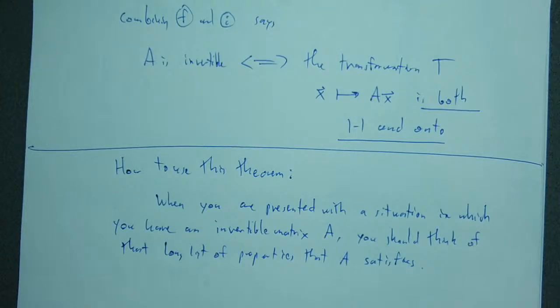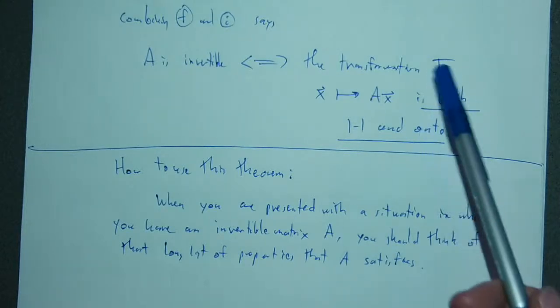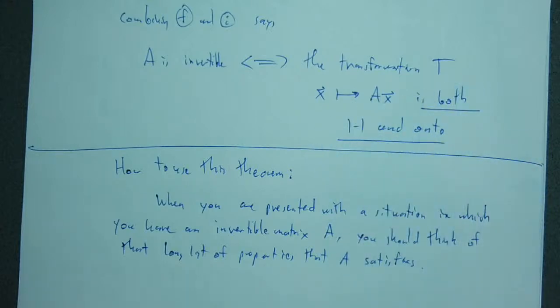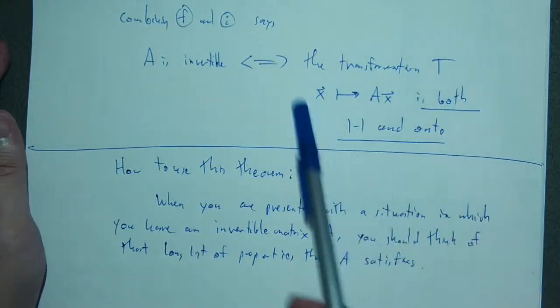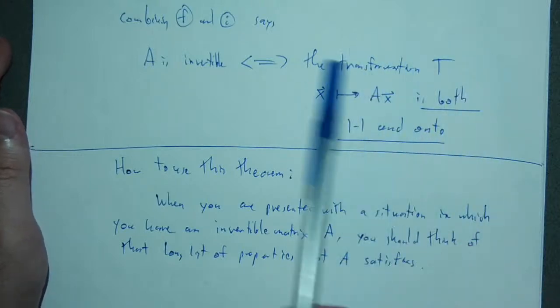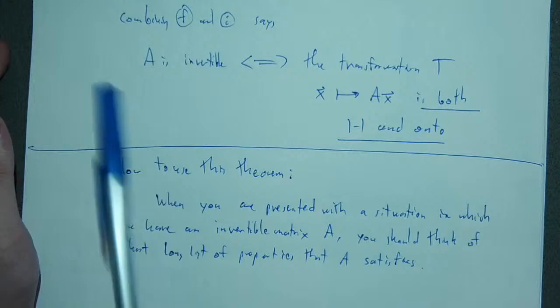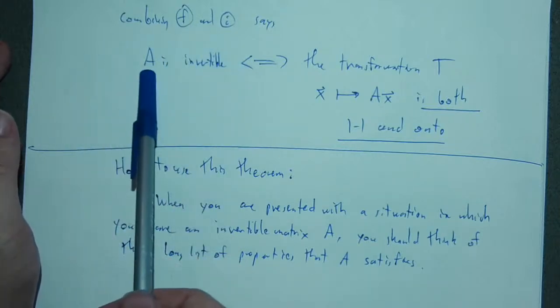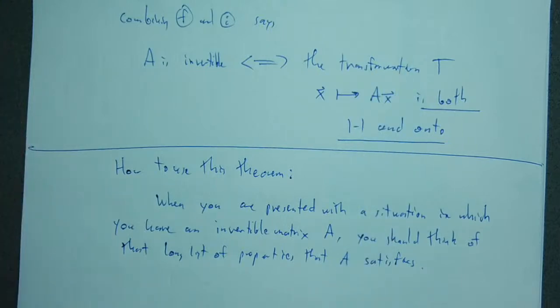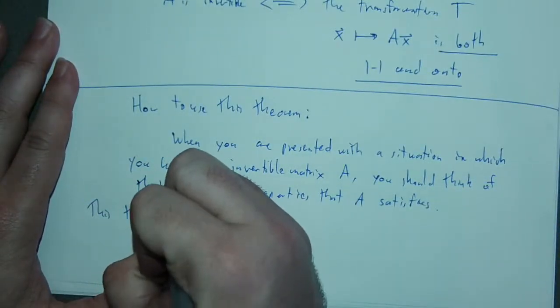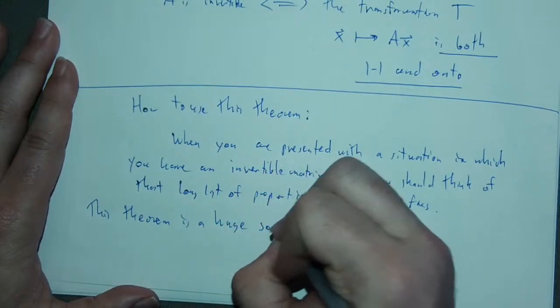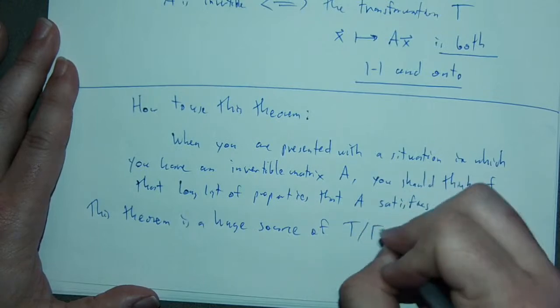Another thing is, say in this example, you wanted to know something about this transformation being both one-to-one and onto. If you knew that this happens if and only if A is invertible, then the question you wanted to know about this transformation is translated into a question of whether or not that matrix is invertible. And so you solve the question of whether or not the matrix is invertible, and that answers this question about it being one-to-one and onto. So this is a very important theorem, and basically this theorem is a huge source of true-false questions.